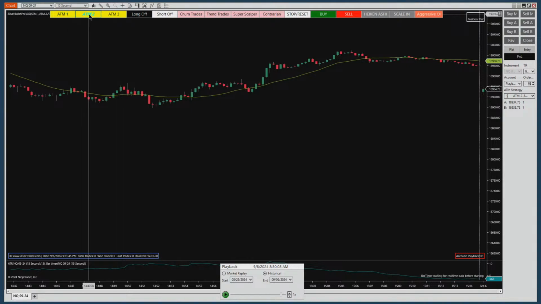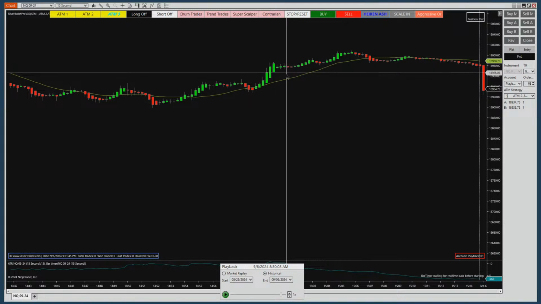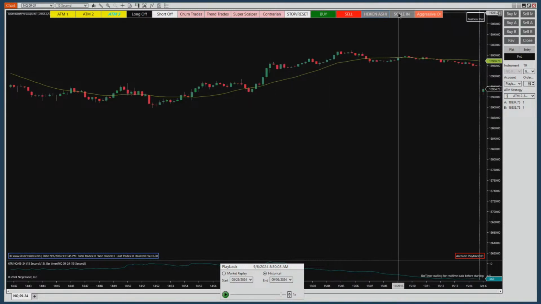Here we have different ATMs, ATM 1, 2, and 3. One trades with one contract of NASDAQ, 2 with 2 contracts, and 3 with 3 contracts. And there are different strategy buttons in pink color, and these are automated long and short buttons. And these are manual buy and sell buttons. And then there's a Heikin-Ashi button which changes the chart type to a Heikin-Ashi chart.